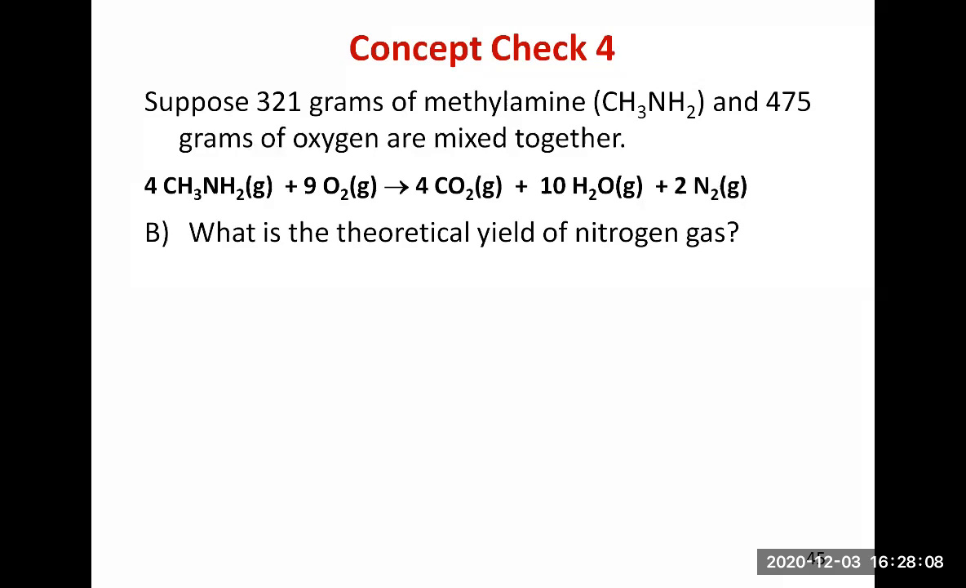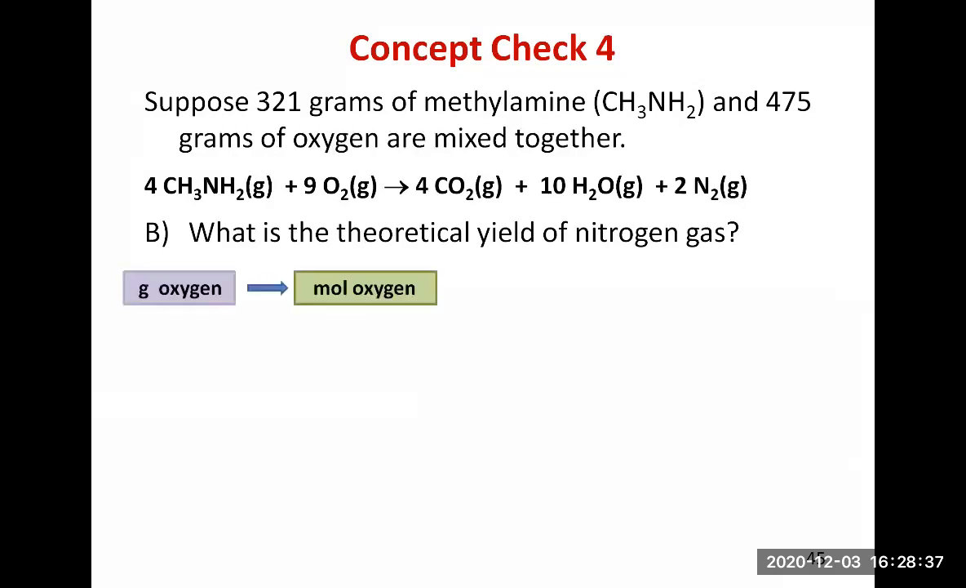So now we know which one is the limiting reactant, right? We know it's oxygen. So here, to calculate the theoretical yield of nitrogen gas, we will use oxygen, because oxygen limits the amount of product you can make. So we only need to find the mass of nitrogen gas we can produce now from this amount of oxygen. So the concept map will look like this.